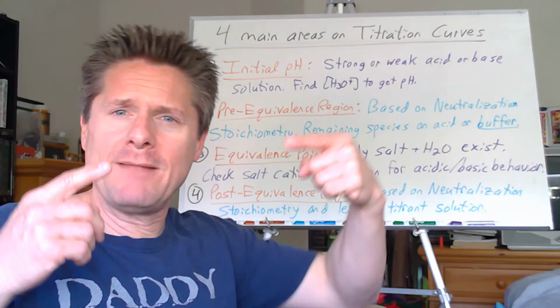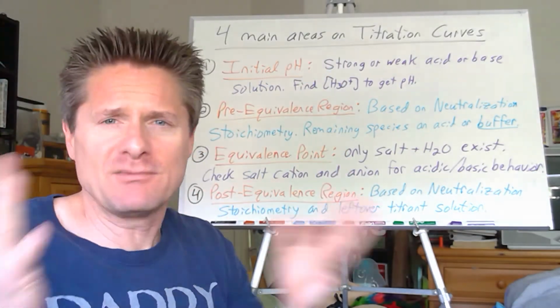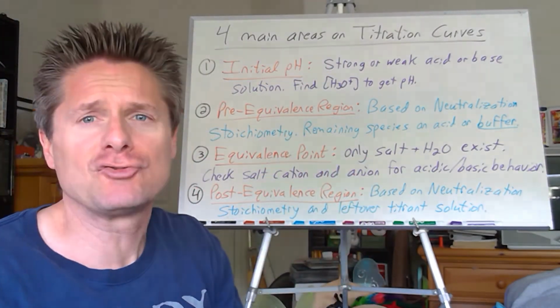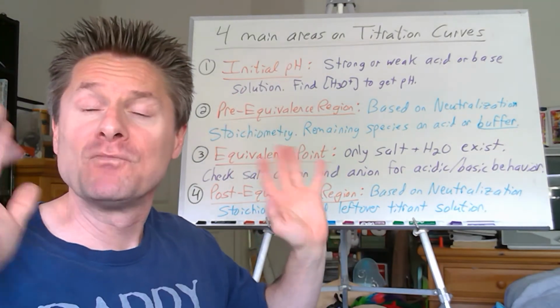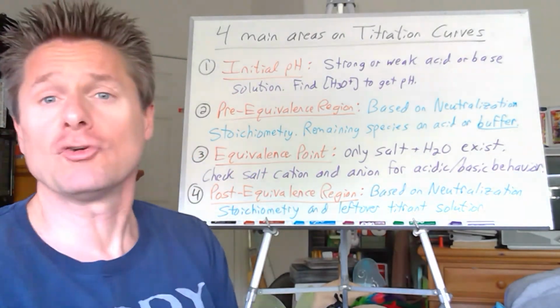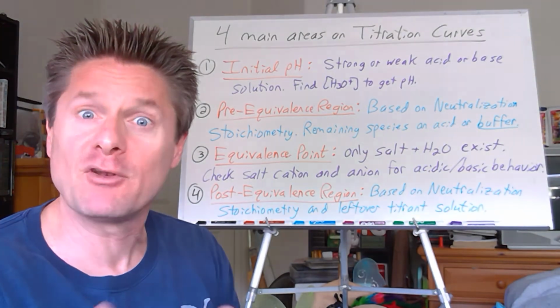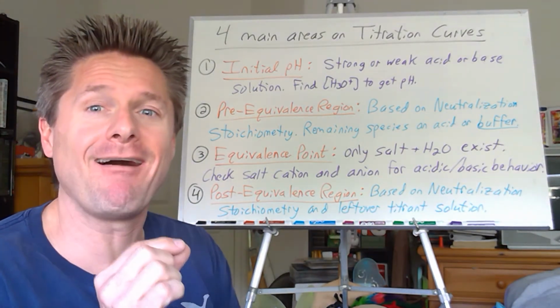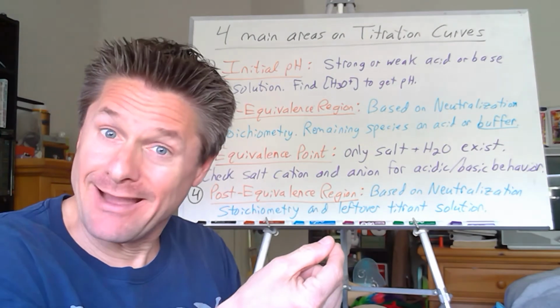At the equivalence point, remember, all the acid and base are gone. Doesn't matter if they're strong or weak. They have completely neutralized each other. Bye-bye. So all you have left, acid plus base, gives you salt plus water. Water's just neutral, so we don't have to worry about the water. That's pH 7. But the salt is a cation and an anion.